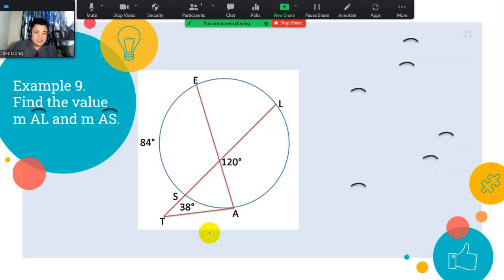Alright, so let's proceed to example number 9. Find the value of arc AL and the value of arc AS. So let's start first with the arc AL. This one is arc AL. So we have to locate which measurements we are going to use. We have 120 degrees and we have 84 degrees. So to solve for the value of arc AL, we will be using Theorem 115 because the angle is located inside the circle.